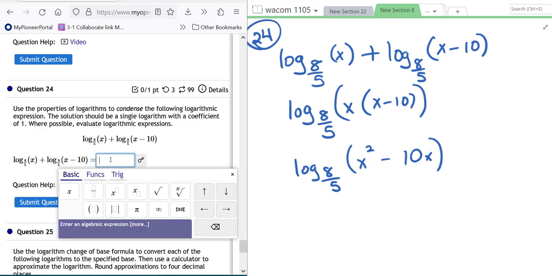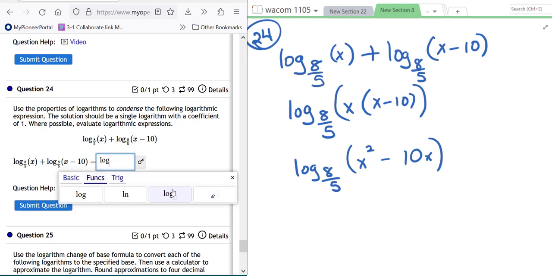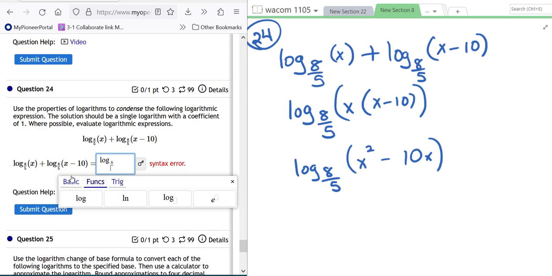And that way also I'm typing in a log. So I could go under functions and it will give me log. And it gives me the one with the little box down here. All right. And in that little box, I need a fraction. So I can either type a fraction button or I can do 8 divided by 5 on the keyboard, and that should make it a fraction. All right, we'll try it that way. So I'm using keyboard, and that worked.